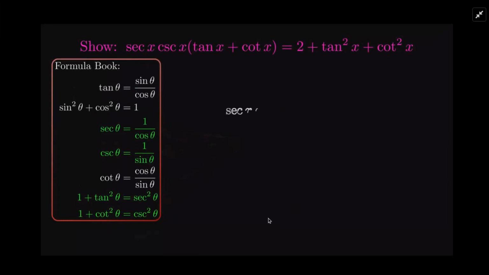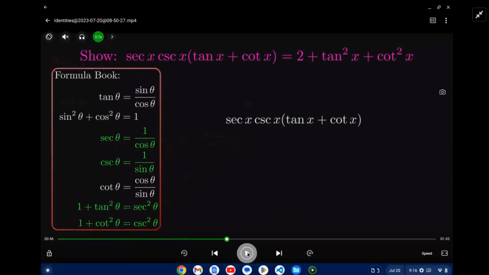And then we need to pick a side to work on. So usually you pick the most complicated side and simplify it to match the other side. So in this case, I'm going to work on the left side. And then another good rule of thumb here is to change everything in terms of sines and cosines. Sines and cosines are a bit easier to work with. So all of these can be changed to be in terms of sines and cosines. So that's going to be our first step.